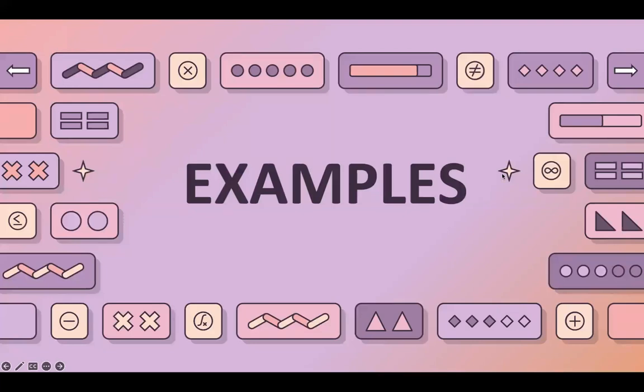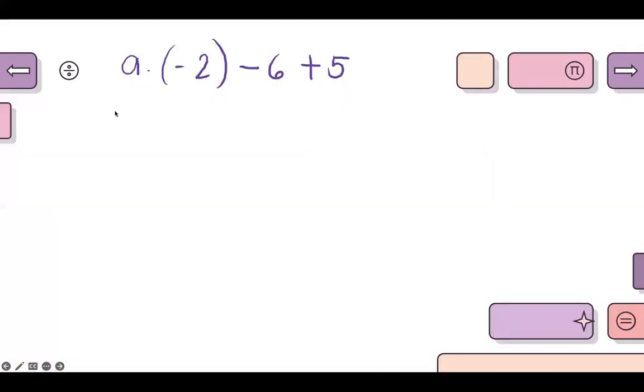So let's have more examples. In this case, we have the quantity of negative 2 minus 6 plus 5. So we have two operations here, minus and plus. Okay, that is subtraction and then addition. So again, we need to follow the GEM-DAS rule. Okay, so we don't have grouping symbol here since we cannot simplify negative 2. It's only one number. We don't have exponent.